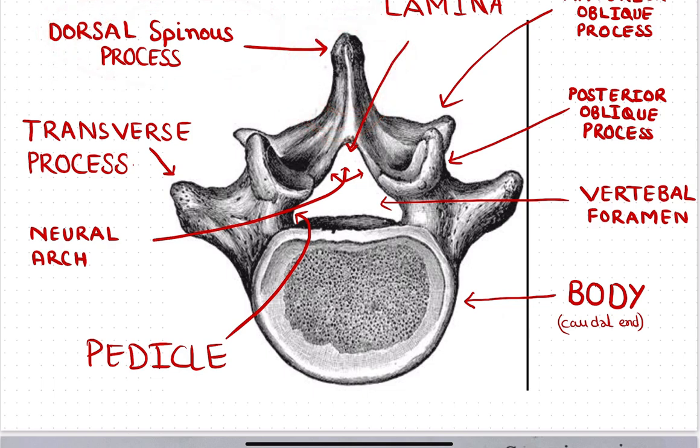Now we have this anterior oblique process, this and this. These are 4 processes which are known as oblique processes. Those processes which are close to the head are known as anterior oblique processes, and those which are close to the back or close to the tail are known as posterior oblique processes. So this is a typical diagram of a vertebra. You need to have this diagram in your mind.